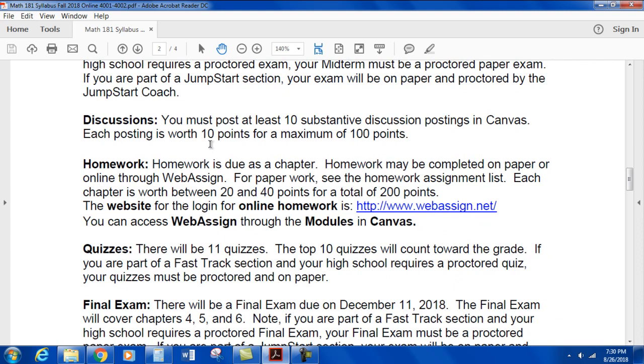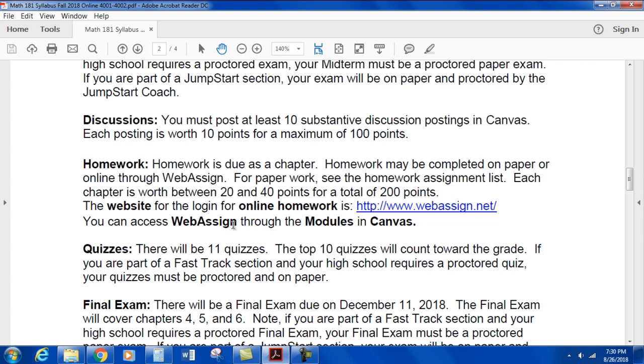Discussions: you must post at least 10 substantive discussion postings in Canvas. Each posting is worth 10 points for a maximum of 100 points. Homework: homework is due as a chapter. Homework may be completed on paper or online through WebAssign. For paperwork, see the homework assignment list. Each chapter is worth between 20 and 40 points for a total of 200 points.